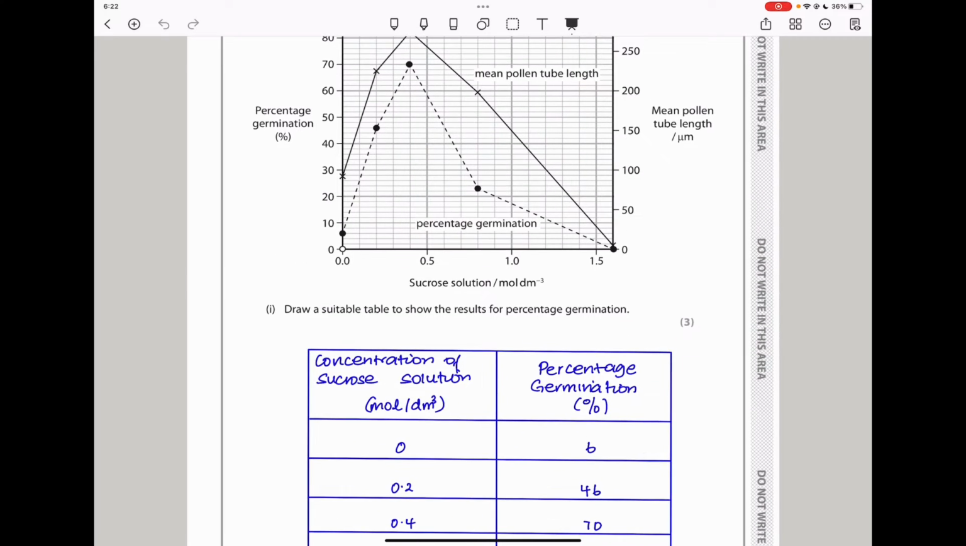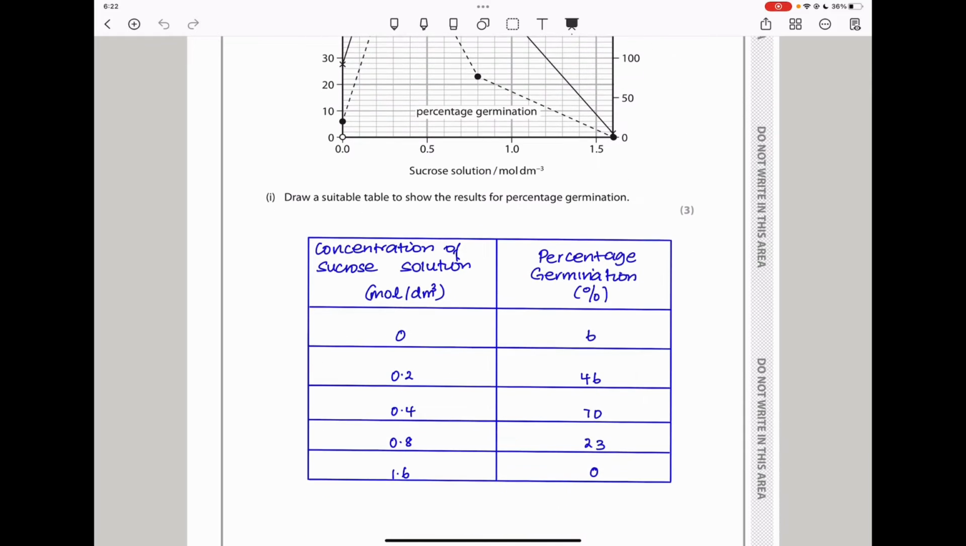So I just went into the graph. You can see at 0, remember this is percentage germination, for the sucrose solution, I'm using this one here. At 0, the value is about 6. Then when we go to 0.2, we have a value of 46, and so on. I took these values until here, and those are the values I put in the table. And you can see at 1.6, we have 0% germination.